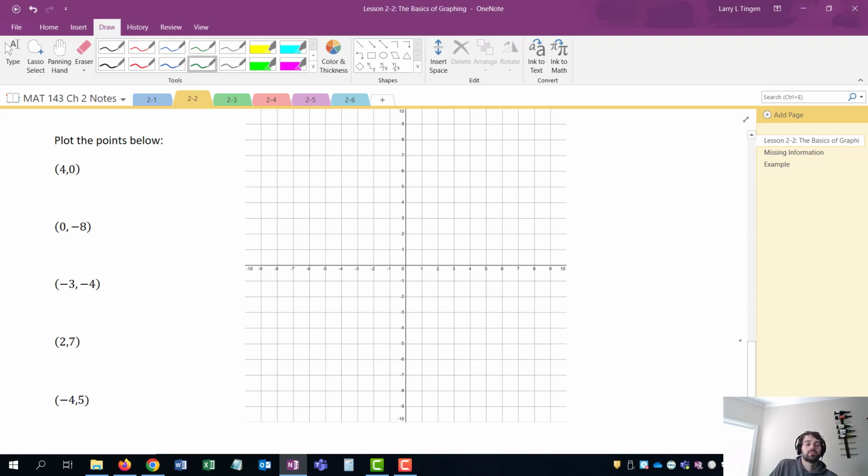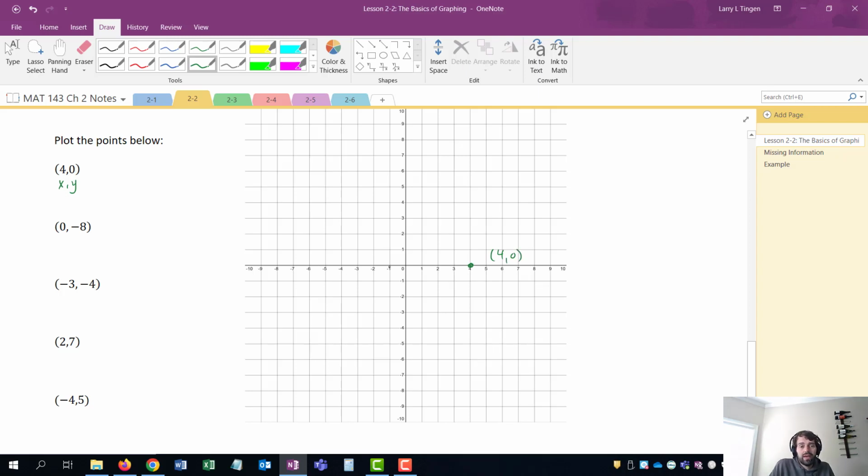I've got 5 here, so we're going to start out with 4, 0. So remember, all the coordinates are x comma y. So this means to plot a point, I start at the origin. I move left or right based on the x value, and then I move up or down based on the y value. For this one, x is 4, so I start at the origin and I move to the right 4 units. And then y is 0, so that means I do not move up or down at all.